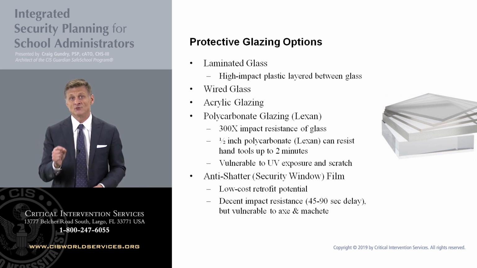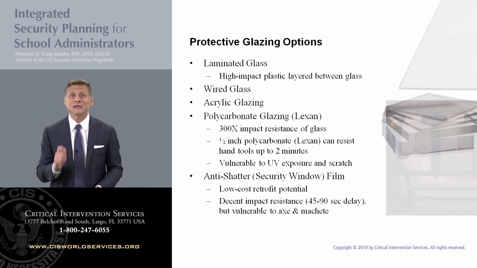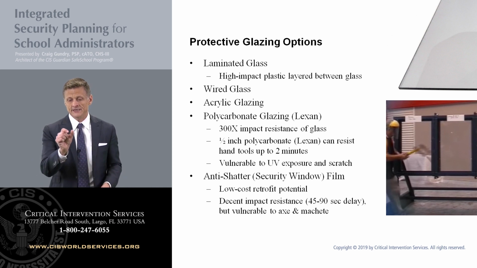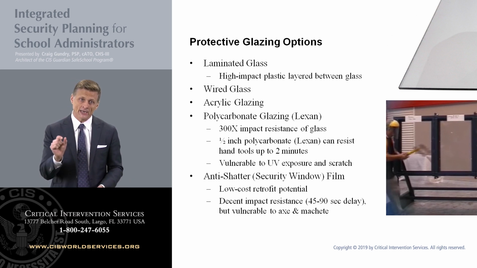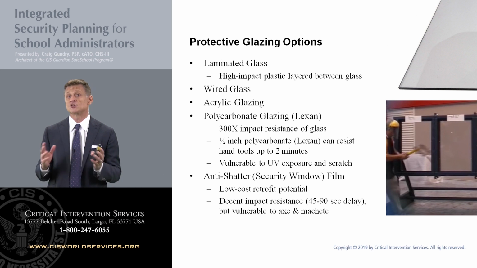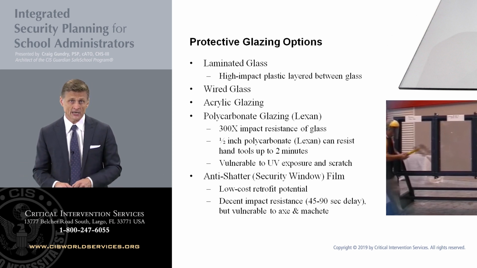Now, a different type of polymer-based material, polycarbonate, does, however, have excellent intrusion resistance. One of the more common trade names for polycarbonate glazing is Lexan. As it is essentially, again, polymer-based material, it has about 300 times the impact resistance of glass. Half-inch polycarbonate can resist hand tool attack all the way up to 2 minutes, according to Sandia National Laboratories.